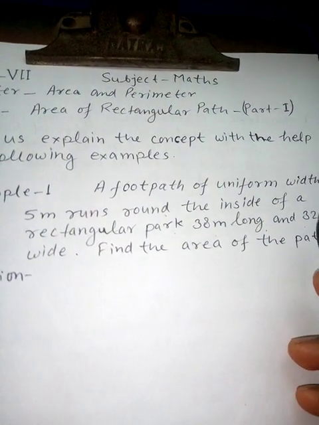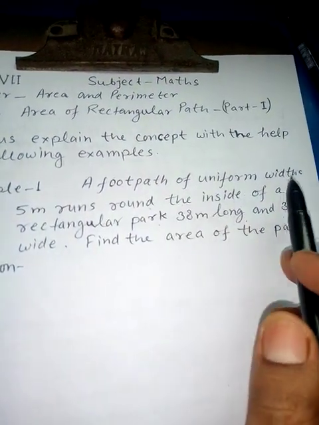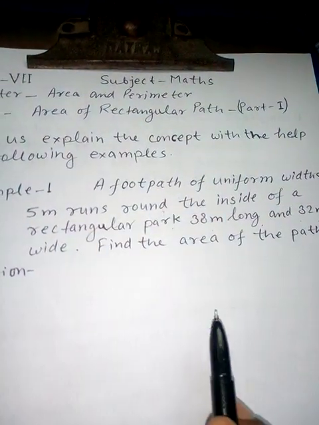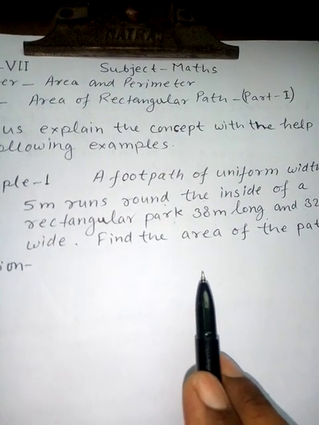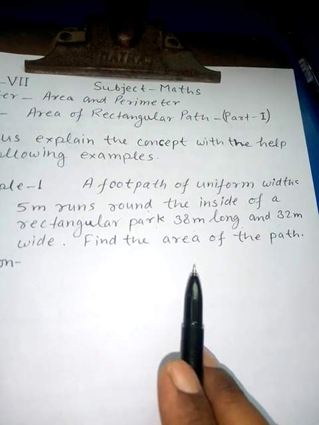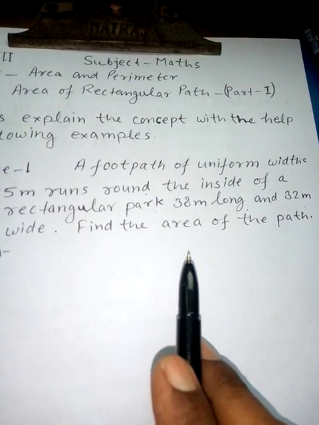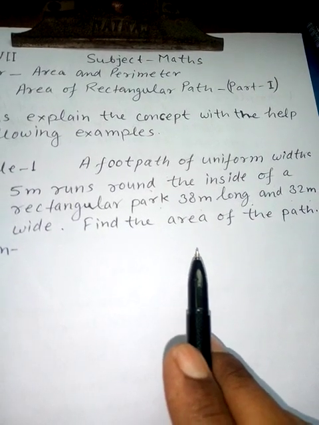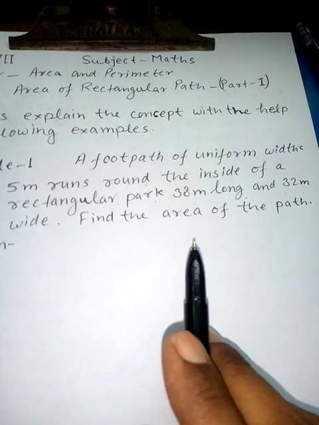Students, read once again the question. A footpath of uniform width 5 meter runs round the inside of the rectangular park, 38 meter long and 32 meter wide. Find the area of the path. To solve this type of problem, first of all we have to draw the figure and then solve the question. So I am going to draw the figure of this question.